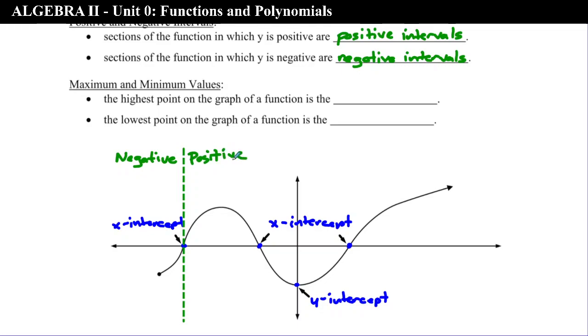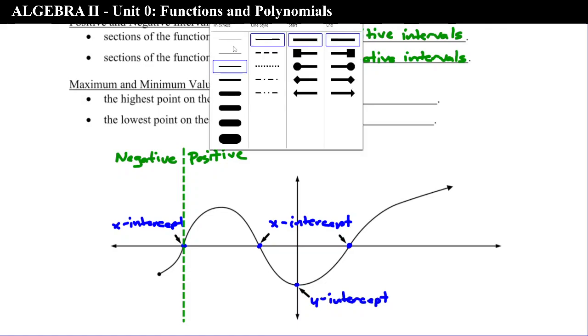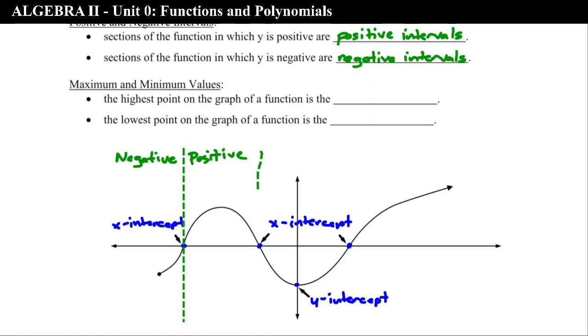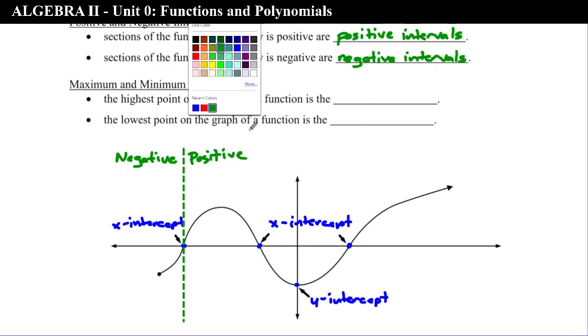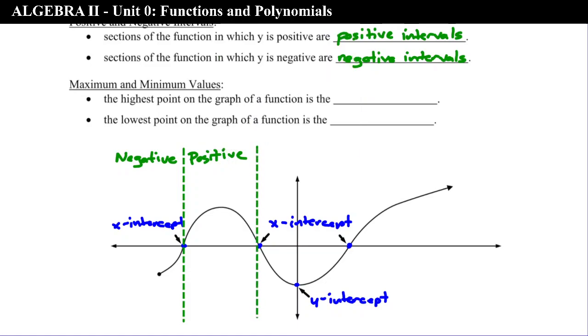This positive interval goes until we get to our next x-intercept. So it goes to about here. Then we're negative again. We cross the y-intercept, and we get to our next x-intercept, in which we become positive again.